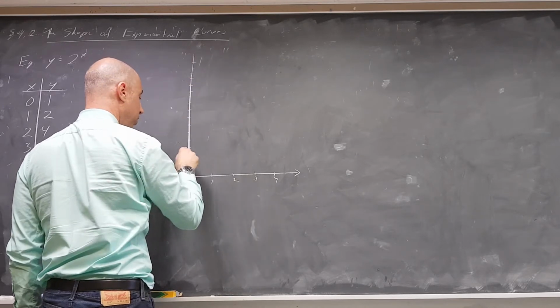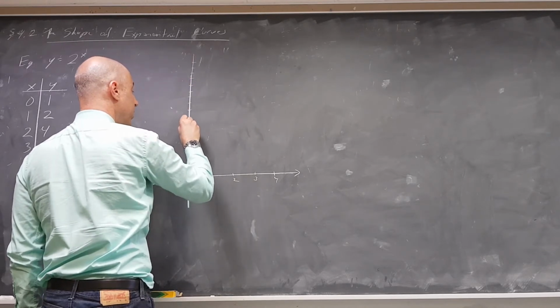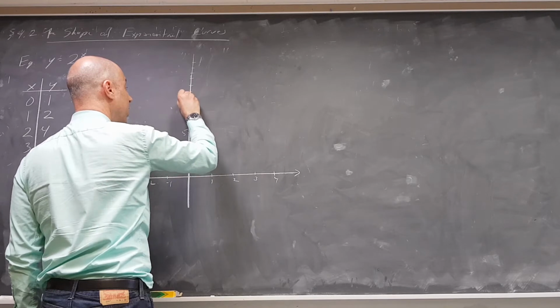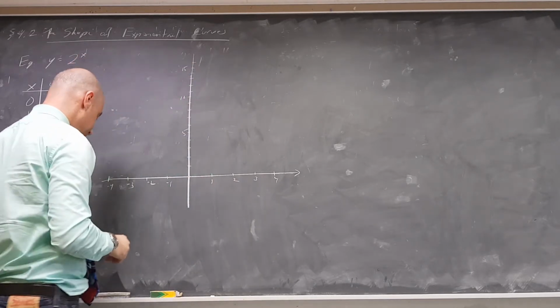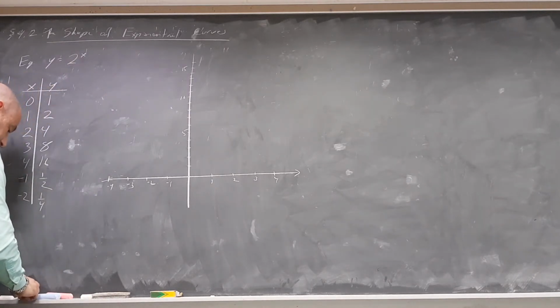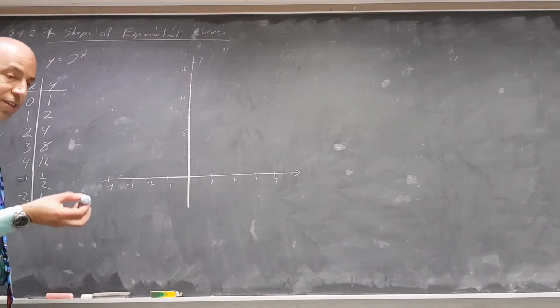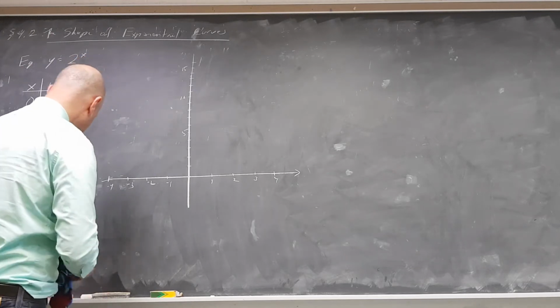So let's see, 1, 2, 3, 4, 5, 6, 7, 8, 9, 10, 11, 12, 13, 14, 15, and so on. And I'm going to do this in what I think is blue.